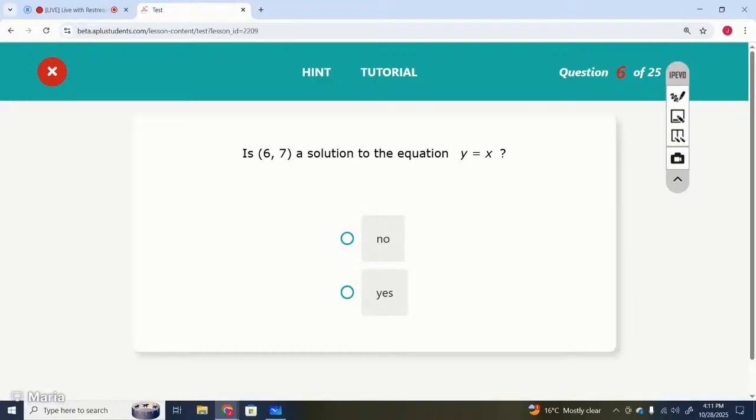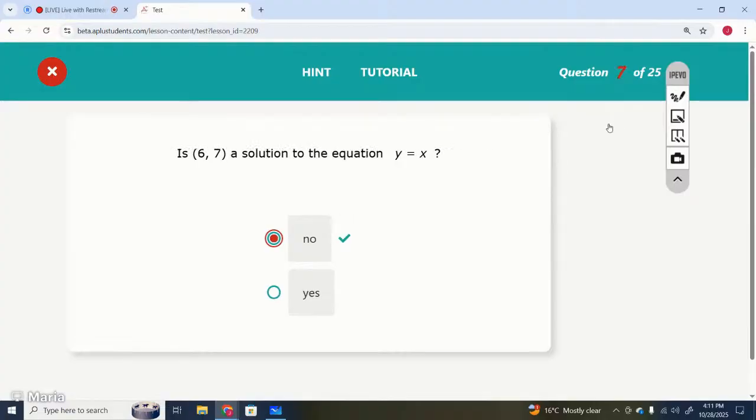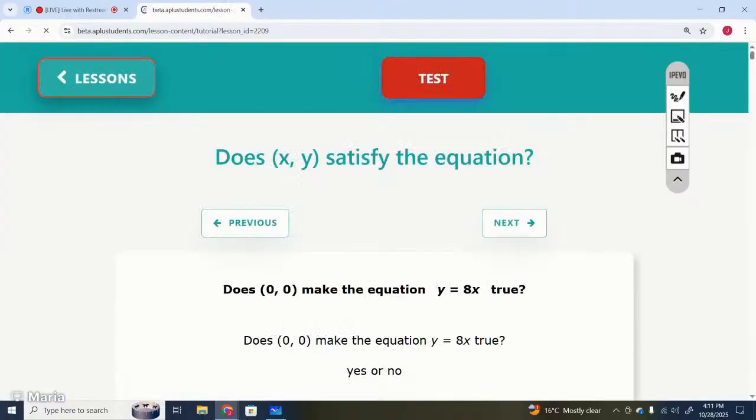Is 6, 7 a solution of the equation? The correct option is no. Okay, you can complete the lesson by yourself later today. Let me just move on to the next lesson.